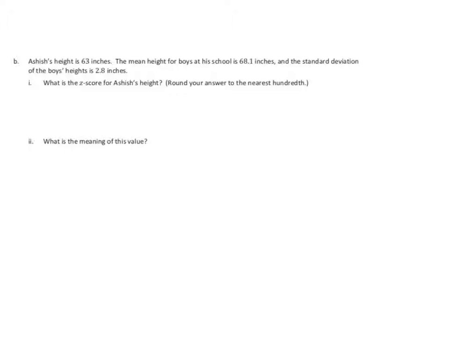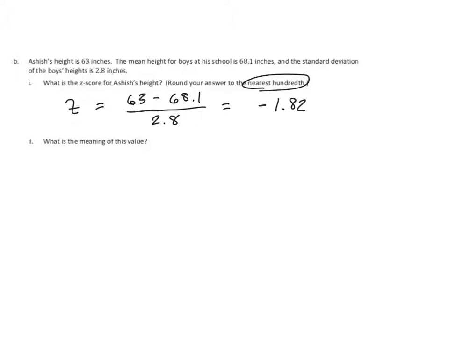Ashish's height is 63 inches. The mean height for boys at his school is 68.1 inches. And the standard deviation of the boys' height is 2.8 inches. What is the z-score for Ashish's height? So I have z equals Ashish's height, which is 63, minus the mean, 68.1, divided by the standard deviation, 2.8. This gives me approximately negative 1.82, because we're going to the nearest hundredth.